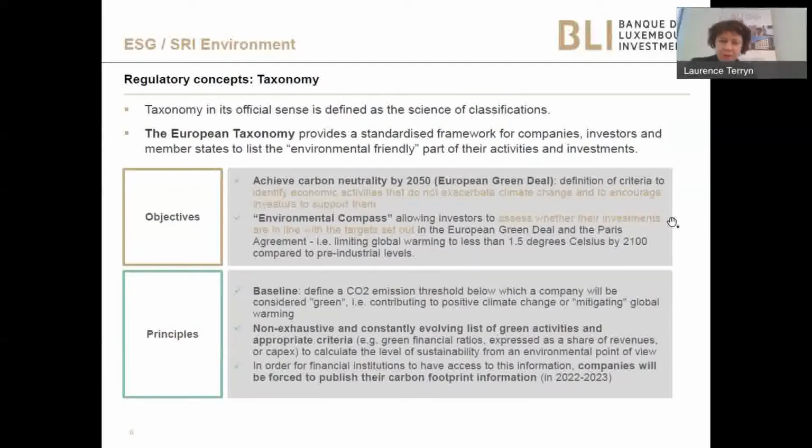So contributing to positive climate change or limiting the global warming impact. It is a list, non-exhaustive and constantly evolving, of green activity and specific criteria. For example, green financial ratio expressed as a share of revenue or capex, so as to calculate the level of sustainability from an environmental point of view. The purpose is that financial institutions can have access to this information on the sustainability level of corporate company, and in that order, the company will be forced to publish their carbon footprint information this year or next year.